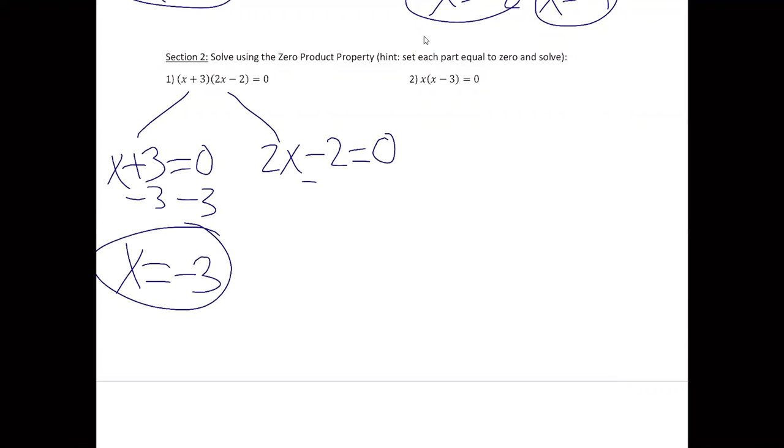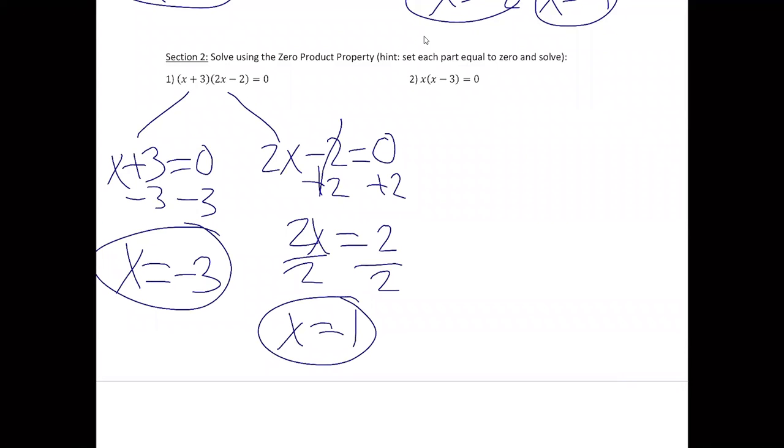For the second one, you're going to add the 2 over first, so that would equal +2. Divide by 2, you'll get x equals 1. So really not too bad. Usually when you set these up, they're going to be pretty basic in terms of the equation. Let me just clean this up. That's an equal sign. So I'm going to give you a little bit of time to try number 2.